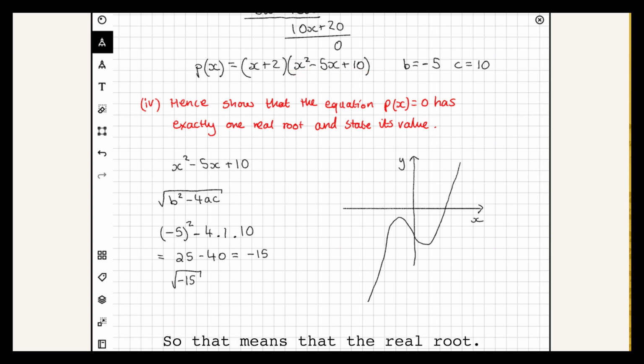So that means that the real root is where the graph cuts the x-axis. In fact, I've drawn this incorrectly. It will be over here, at minus 2, because it will be x plus 2. To find the root, x plus 2 equals 0. So x equals minus 2. So the real root is minus 2.